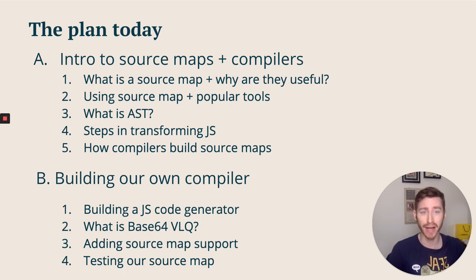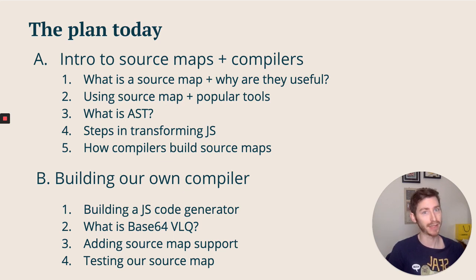So the plan for today, we're going to be taking an introduction to source maps and compilers. What is a source map and why they're useful? Using source maps within popular tools. What is an AST? Steps in transforming JavaScript. How compilers build source maps. And then for part B, we're going to be building our own compiler, which involves the first part of building a JavaScript code generator, then what is base64 VLQ, then adding source map support, and finally testing our source map.